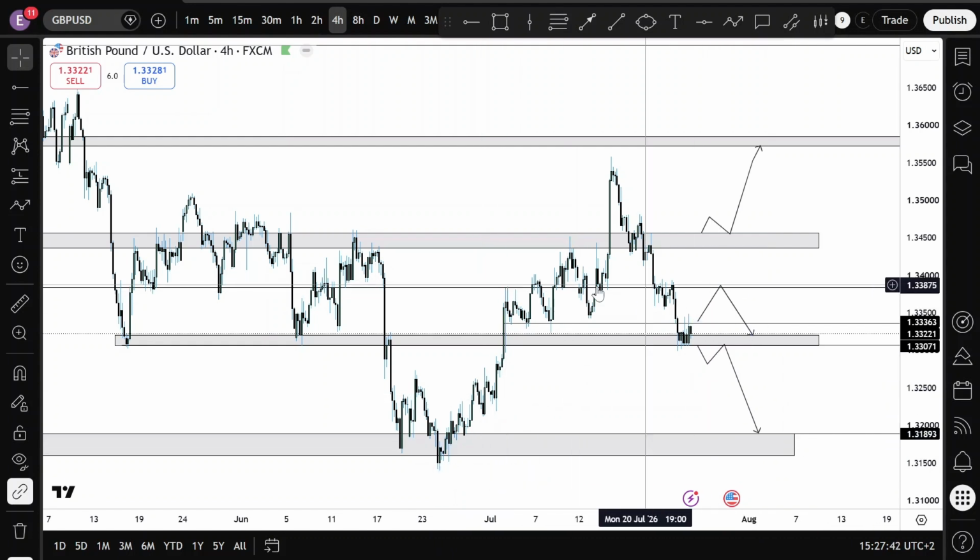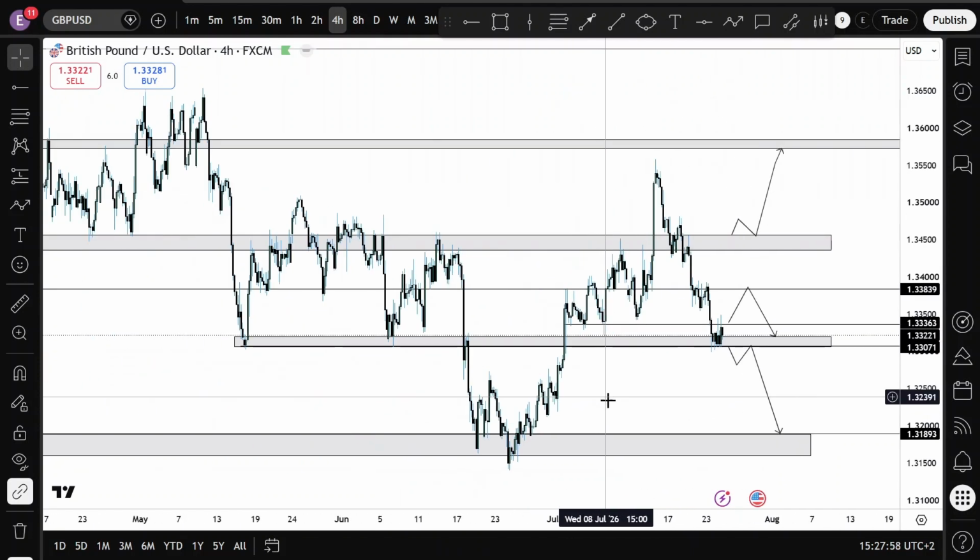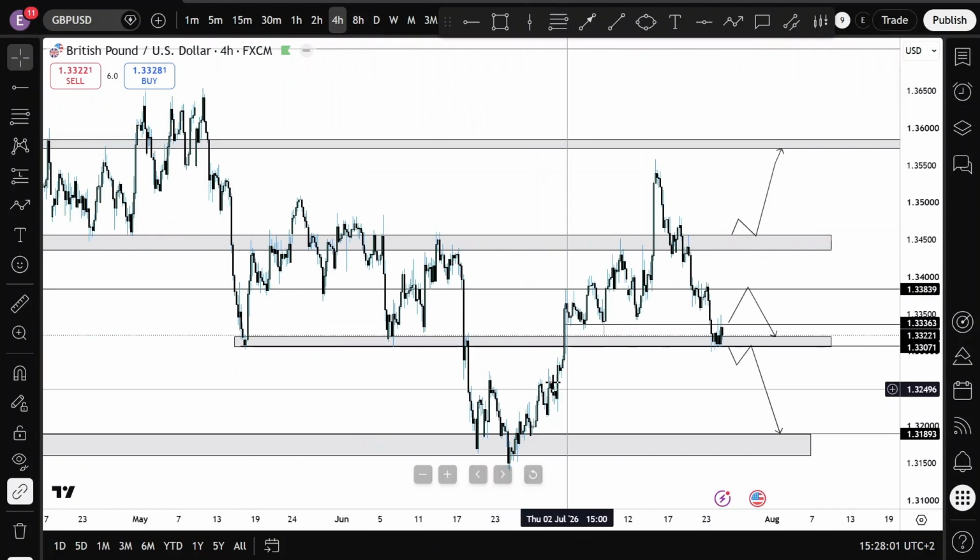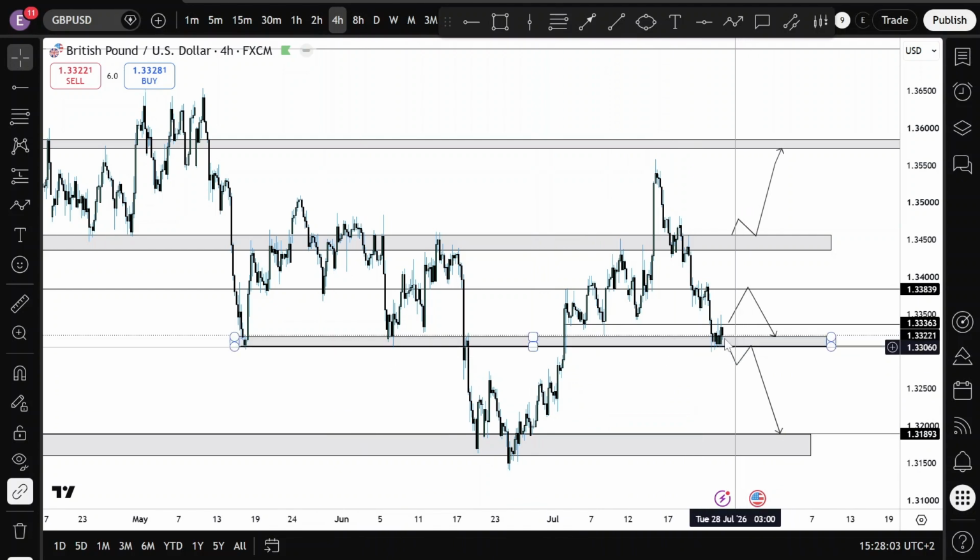I did mark here because it's an area that has been retested before. So at market open, we might see price come all the way to that region. That's a little amount of pips right there, 1.3340 to 1.3380, kind of like a very short term intraday trade. But yeah, that's that. I would like to see price maybe really break below this.